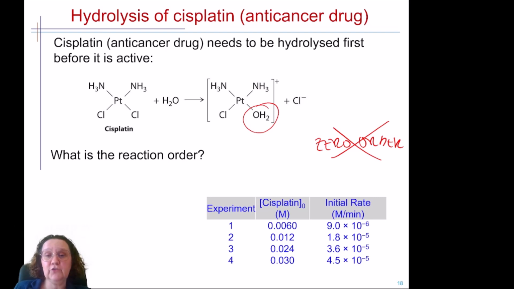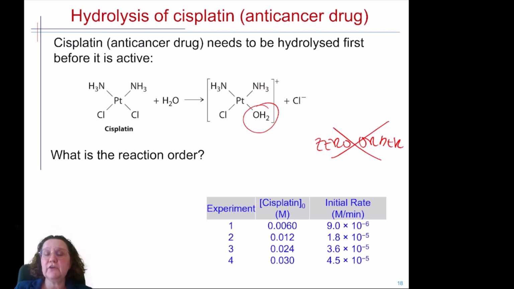The reaction rate is what it is, and it doesn't matter how much cisplatin you've got, the reaction rate will be constant. And that's clearly not the case. So as you can see, the reaction rate increases when you use more cisplatin. So the initial concentration of cisplatin is clearly affecting that initial reaction rate. So no 0 order. What would happen if this was a first order reaction?